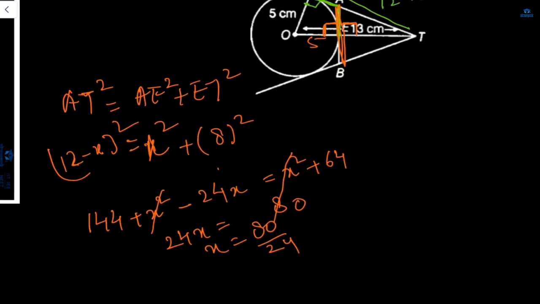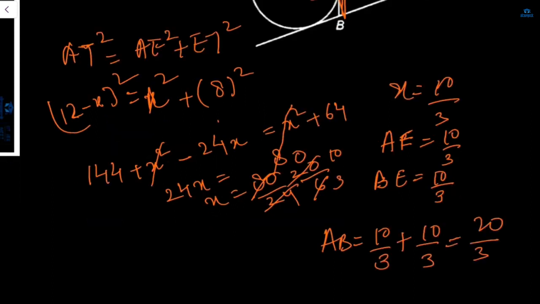What happened? Acha, 80. Okay, so 20 plus 6, 3.34. Got it? Yes, ma'am. Any doubt? No, ma'am. So you can do the last question of this exercise.